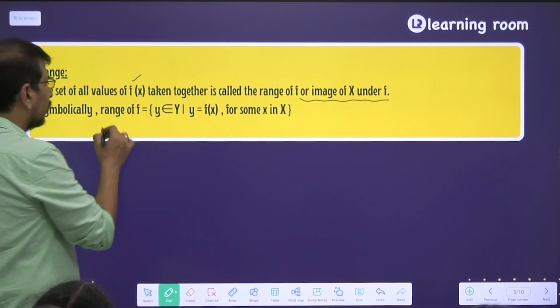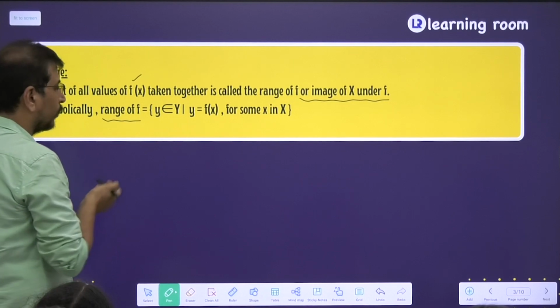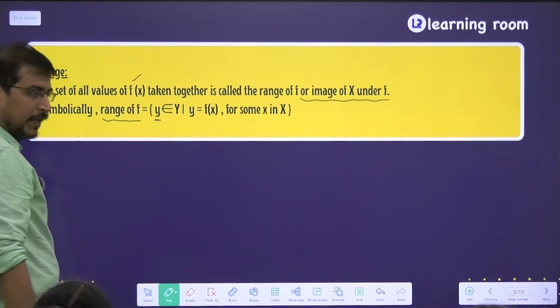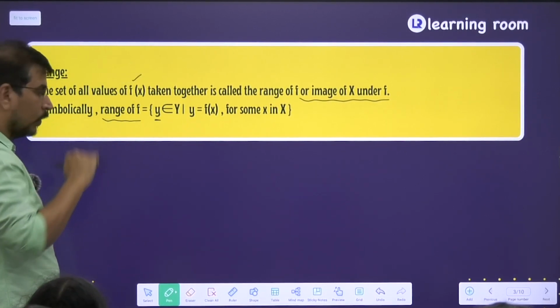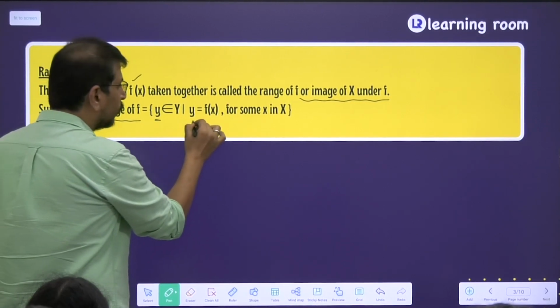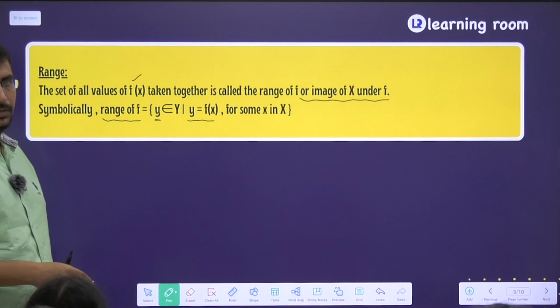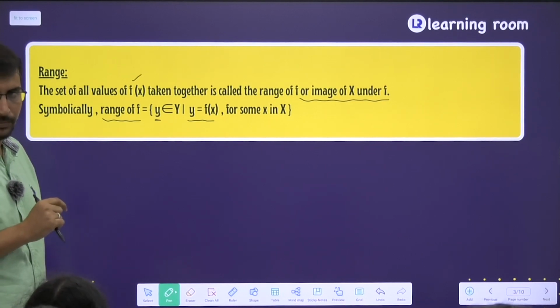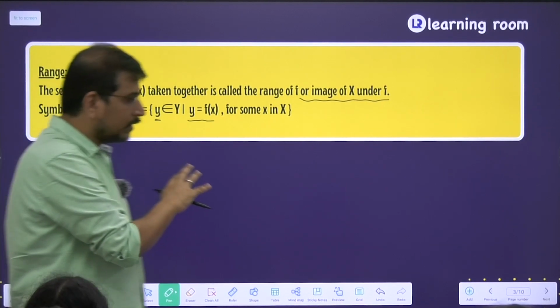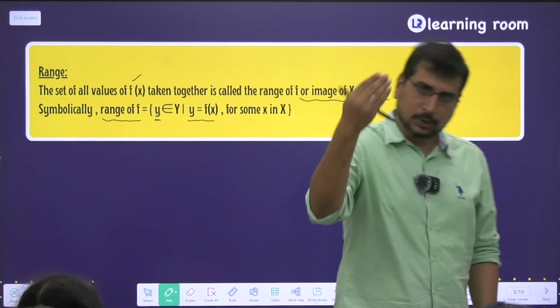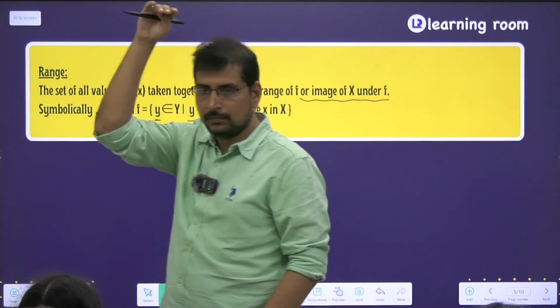So how do you write it? This is the way we write it. Range of f is equal to every element y that belongs to the set capital Y, where y is equal to f of x, meaning those elements which are participating in that relation is the range. So till here, are you able to get some perspective? Are you able to recollect what you would have seen?